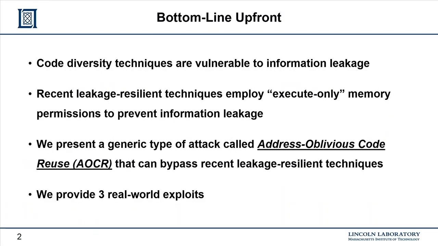I'm going to show you the bottom line of this presentation up front so that you know what to expect. Code diversity techniques are vulnerable to information leakage attacks. And because of that, there has been a recent development of leakage-resilient techniques. One approach is to leverage execute-only permission on memory so that these techniques prevent leakage of information. We present an attack that can generically bypass these defenses. It's called address-oblivious code reuse attacks, AOCR. And we present 3 real-world exploits.